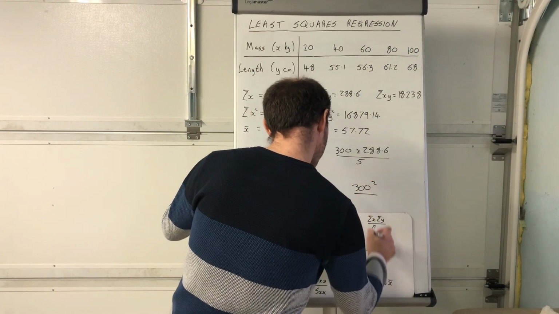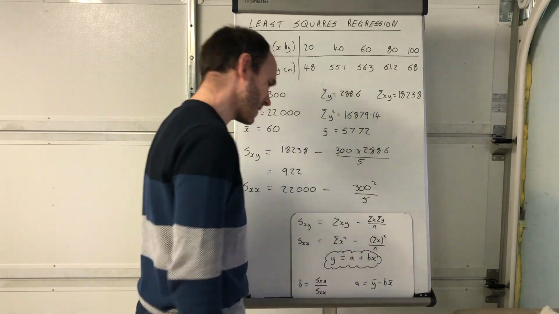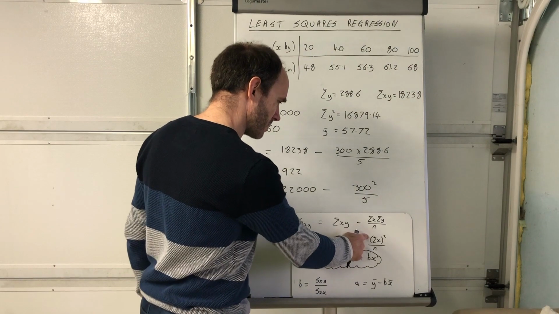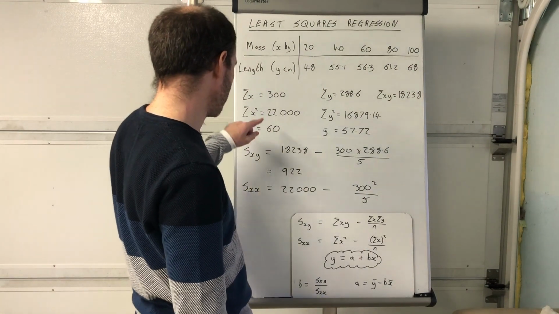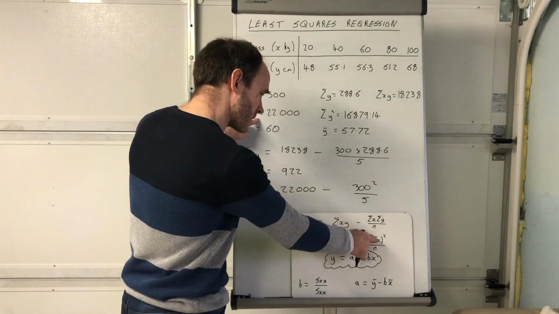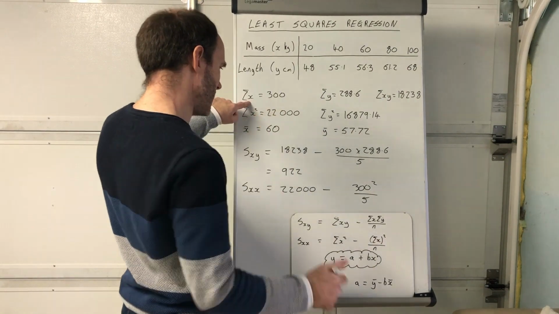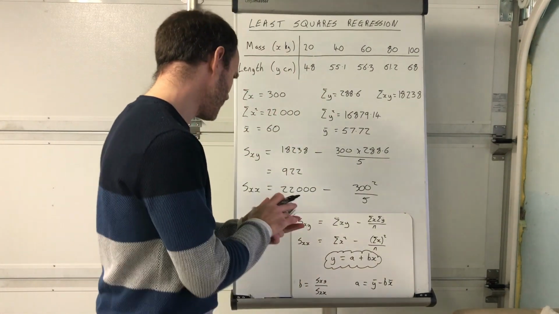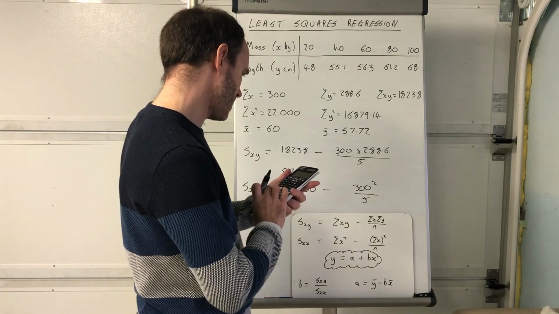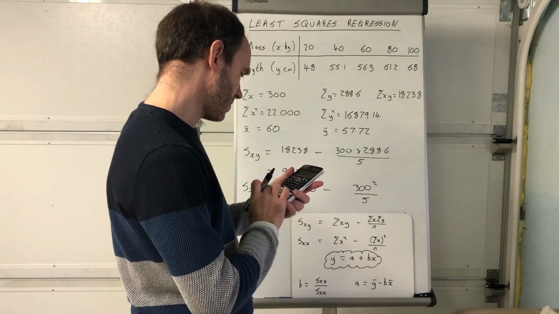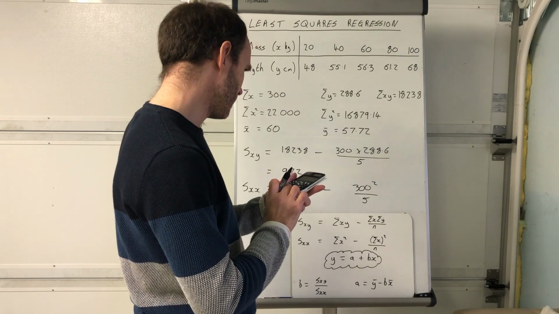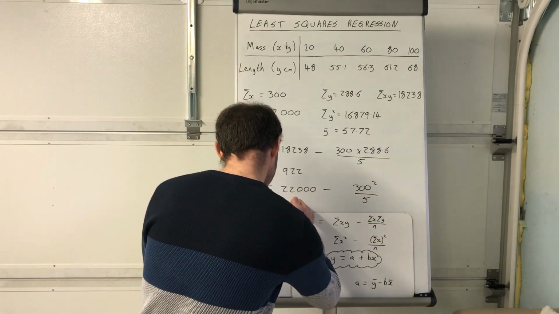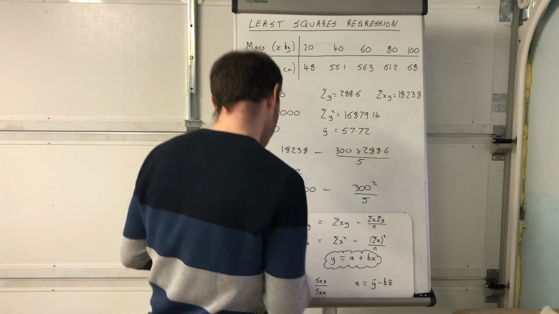Squared over n, which is 5. So nicely, as a reminder there, the difference between sigma x squared and sigma x all squared. Sigma x squared was that, and then sigma x all squared is that squared. Okay, and then I'll just use my calculator to work out what that is. So you've got 22,000 subtract 300 squared divided by 5, and that turns out to be 4,000. So there we go, another nice whole number.